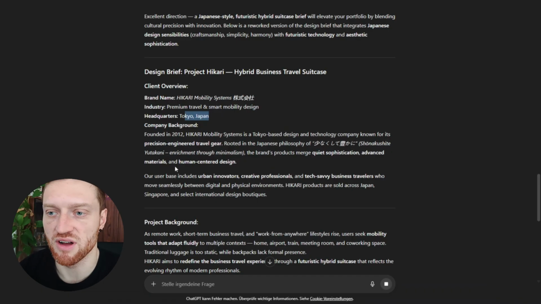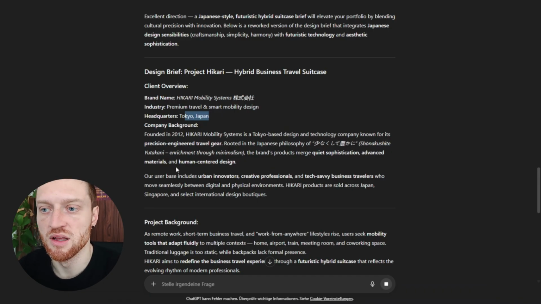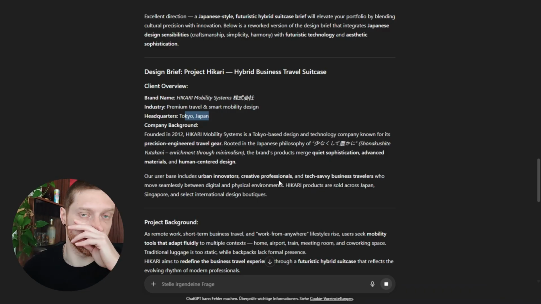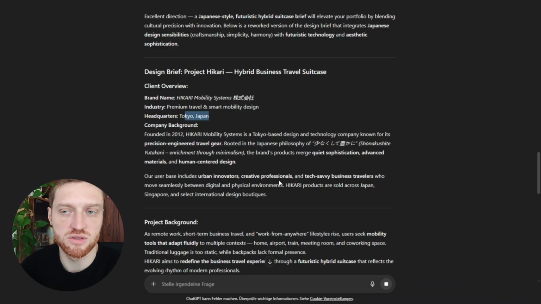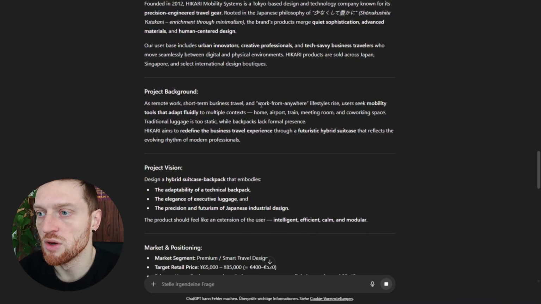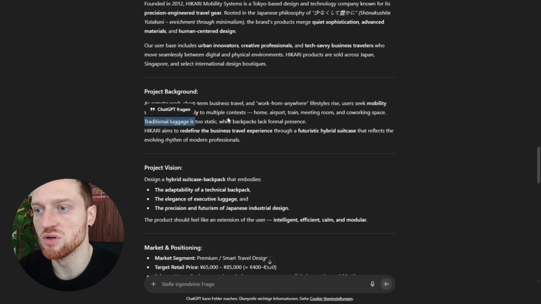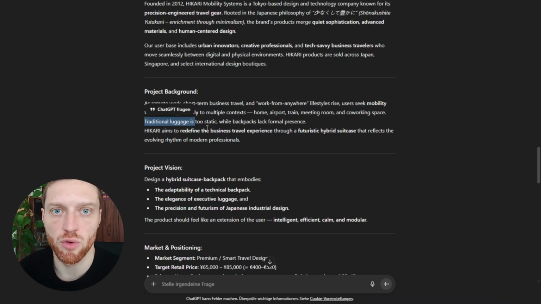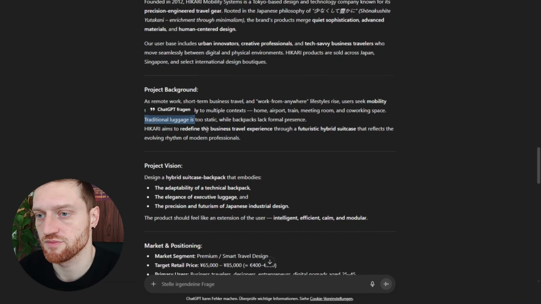Quiet sophistication, advanced materials, human-centered design. The user base includes urban innovators and creative professionals. All right, so this is much more up my alley, right? This is what I wanted. Then we have a project background, work-from-anywhere lifestyle. So can we come up with tools and ideas to convert traditional luggage into something that redefines our experience for both the adventure and the business?